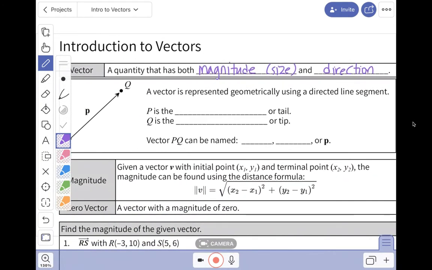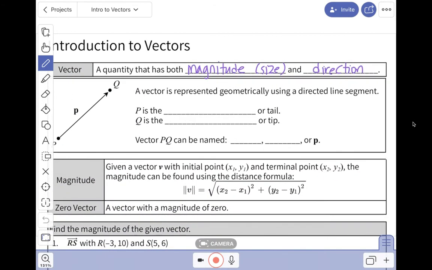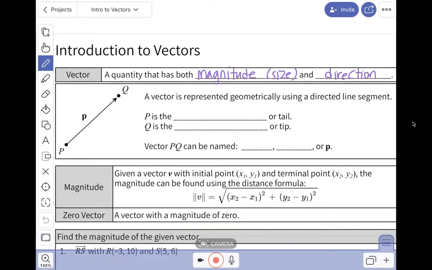Okay, so geometrically, that is a vector right there, this right here. So it is represented using a directed line segment. Segment means that it's only a piece of a line. Notice how one side has a point and the other side has an arrow. This is important for vectors.